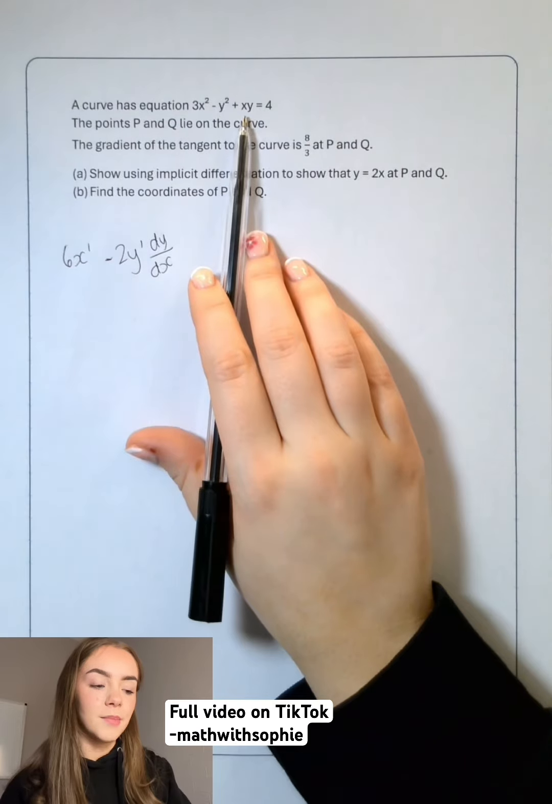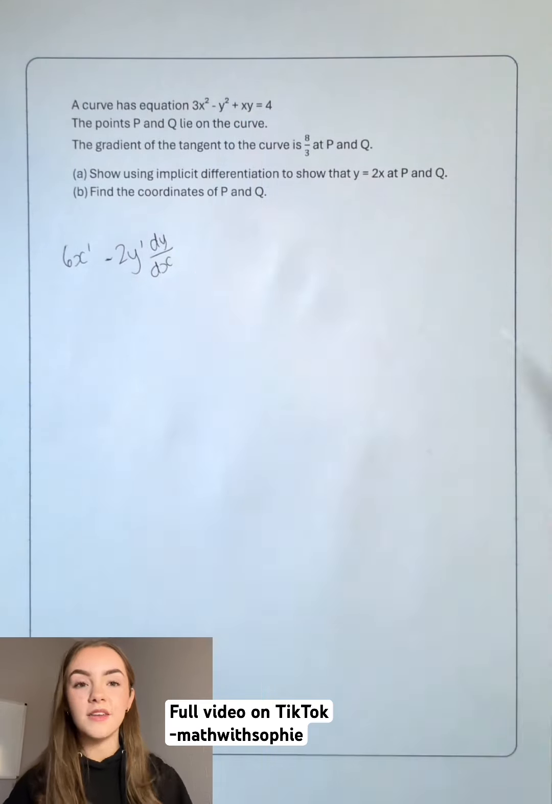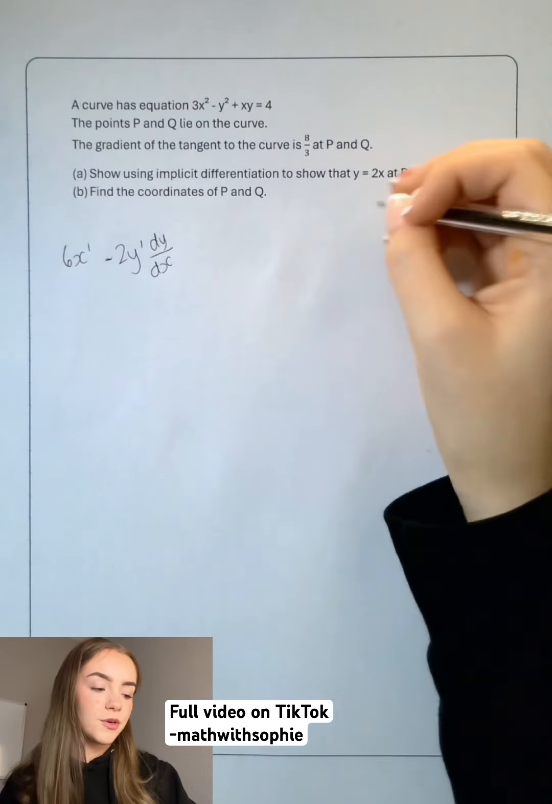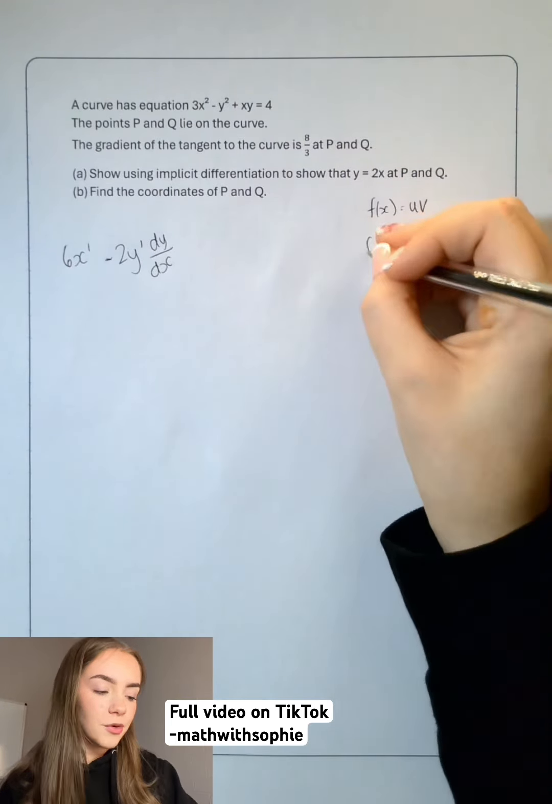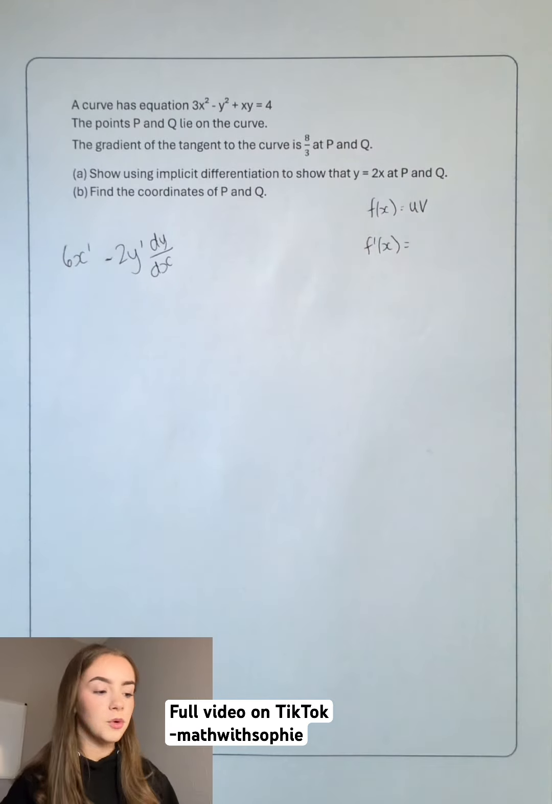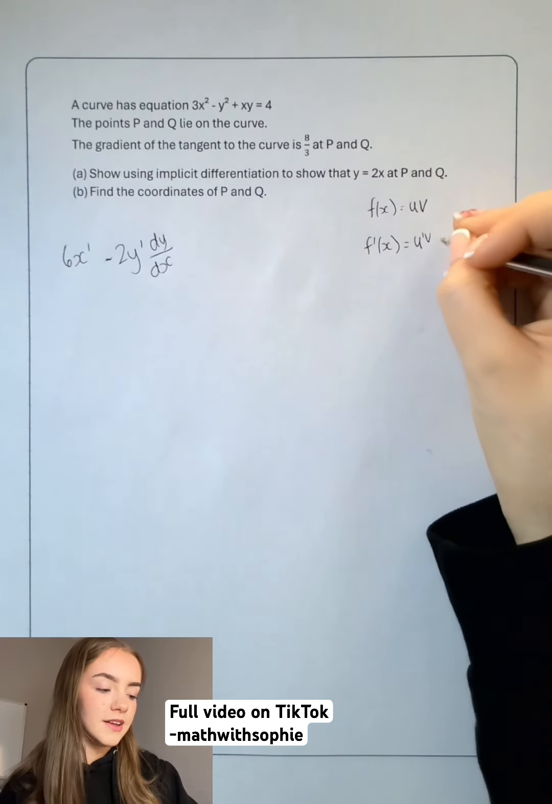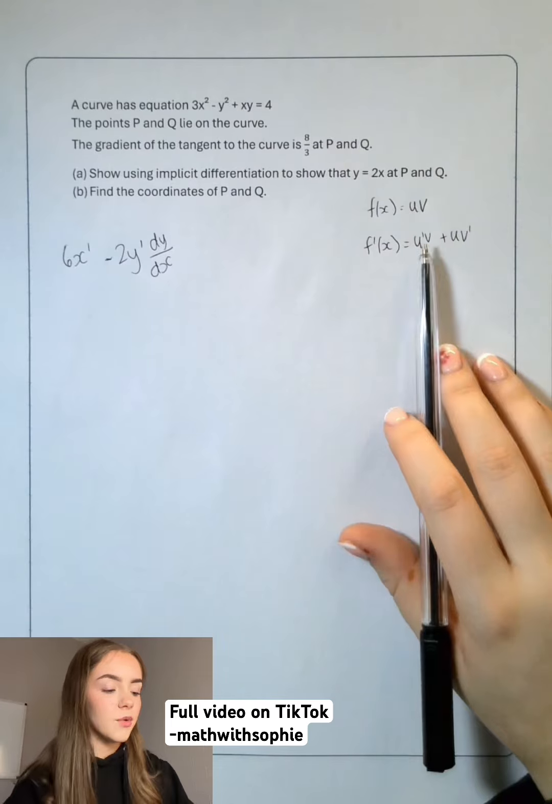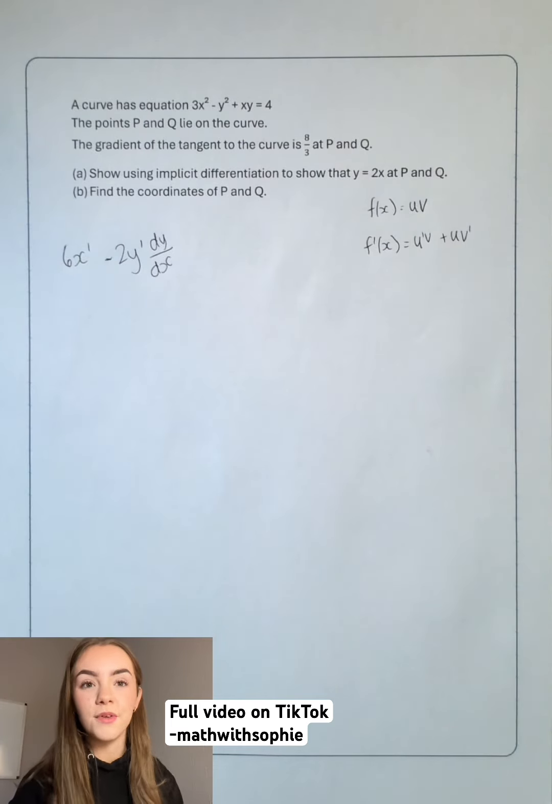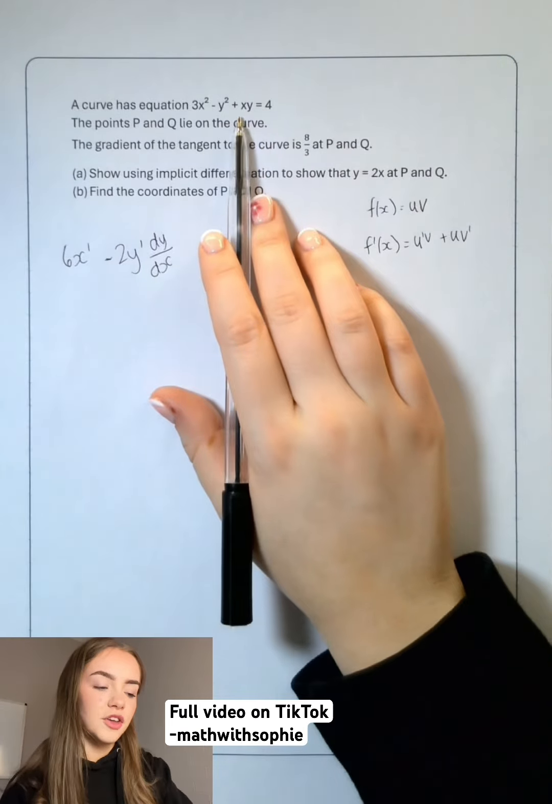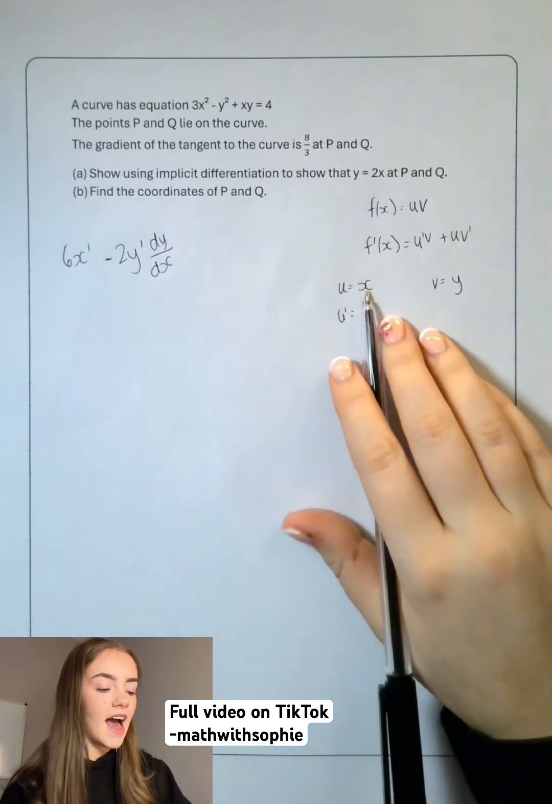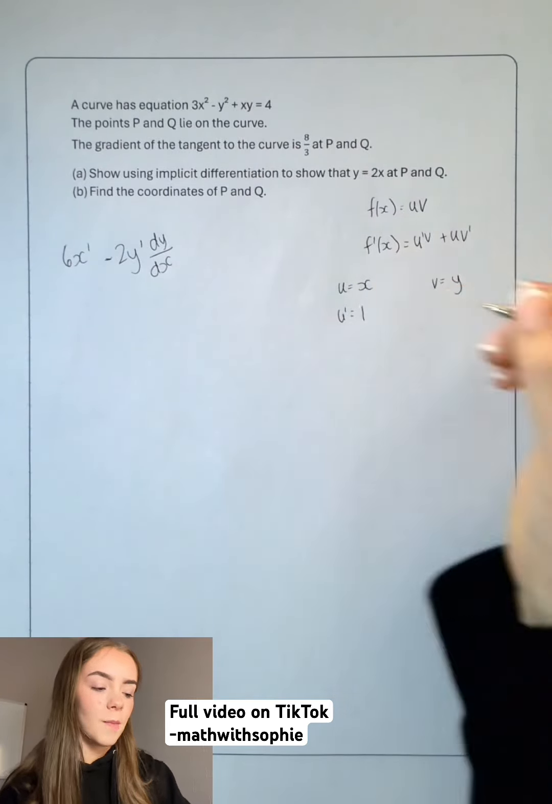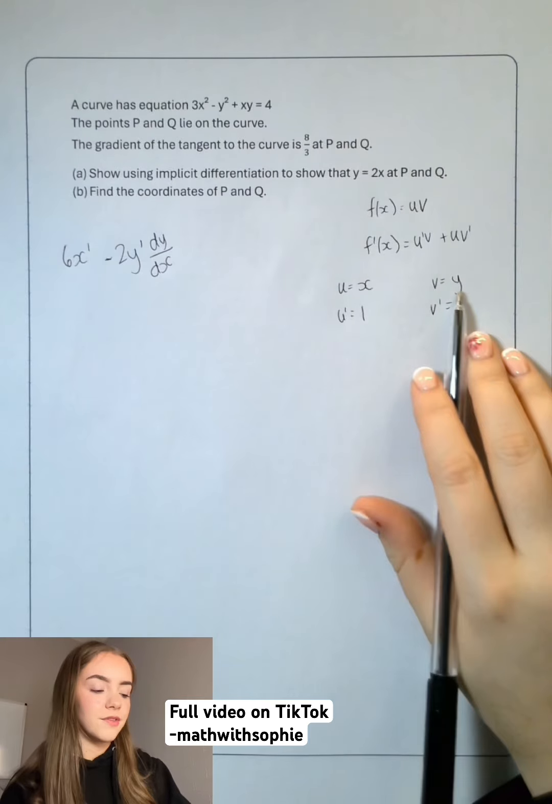Then for our next term, plus xy. To differentiate this, we'll need to use the product rule. The product rule states that if f of x is equal to u times v, then the gradient function of f of x will be equal to u dash v plus u v dash, where the dash just symbolises the gradient function of that term. In this case, u is x and v is y. To find u dash, let's differentiate x. x differentiates to 1.